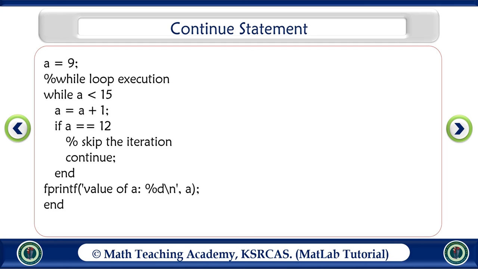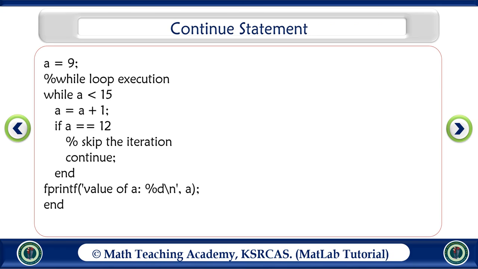Now let's see what this code will do. The first command is a = 9, so the value 9 is assigned to the variable a. And then % while loop execution. This is a comment line. This command does not have any effect on the output. The next command is while a < 15. The present value of a is 9. 9 is compared with 15, so 9 less than 15 is true. That is why the group of statements in between while and end are executed.